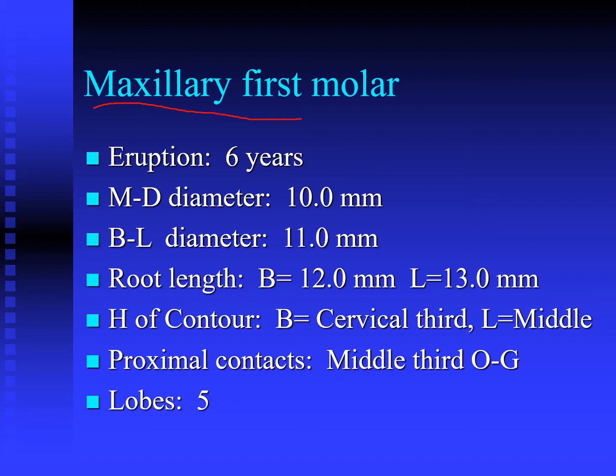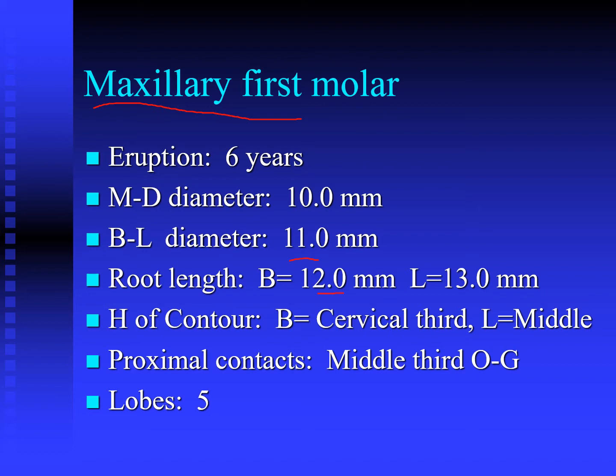Eruption is 6 years. The mesiodistal diameter is about 10. The buccolingual diameter is 11. So you can see that the tooth is wider buccolingually than mesiodistally. It has 3 general roots, a mesiobuccal and a distobuccal, which are both about 12 millimeters in length, and a lingual root, which is fairly prominent and is 13 millimeters in length.